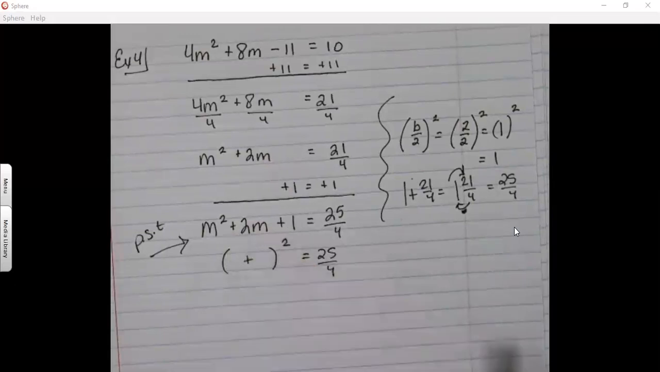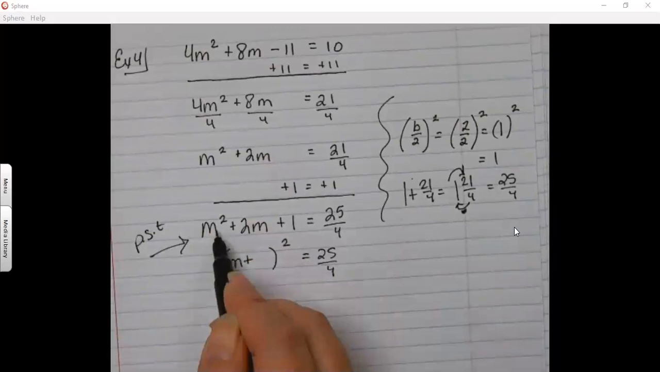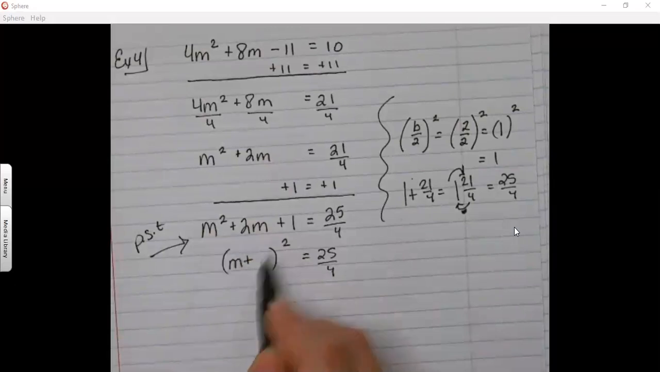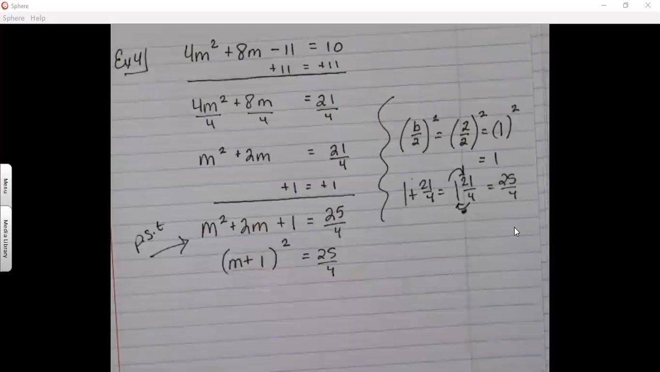What's going to be my first term? M, because it's the square root of the first term. What's my last term? 1, because it's the square root of the last term, right? Are y'all good with using a shortcut? You can't use that shortcut on every quadratic. It's only for perfect square trinomials, okay?